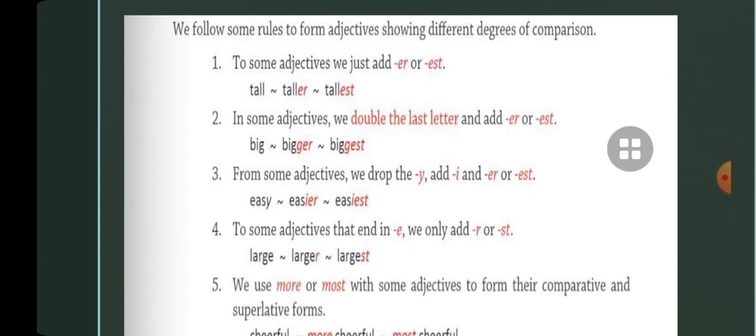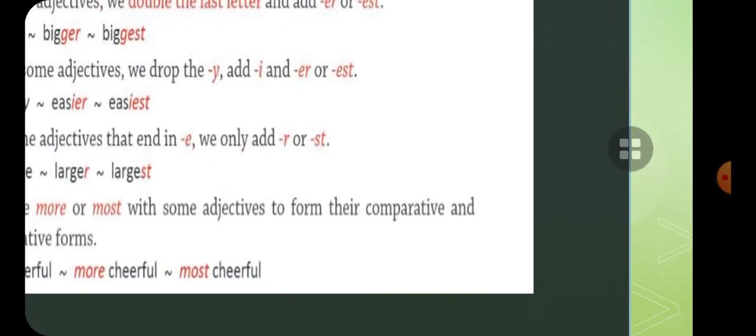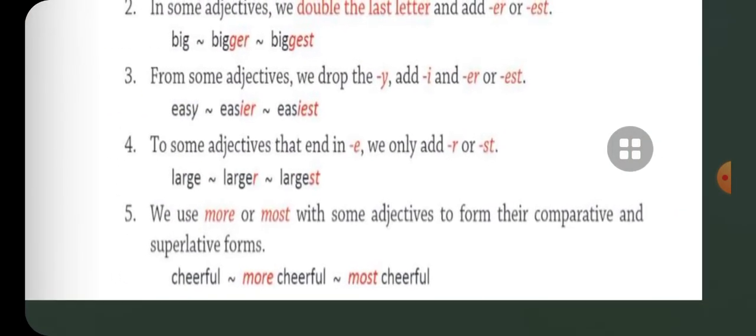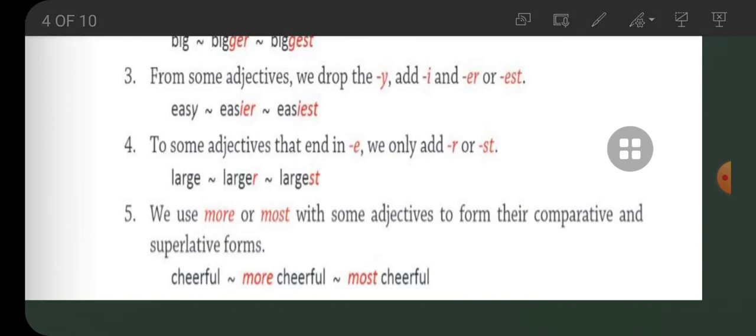Third one, from some adjectives we drop the y and add i and er or est. Easy: we drop the y and add ier, iest. Easier, easiest. Fourth one, those adjectives that end in e, we only add r or st. Large, we have to add r, st. Larger, largest. We use more and most with some adjectives to form their comparative and superlative forms, like cheerful, more cheerful, most cheerful. It is a long word, so we add more and most.